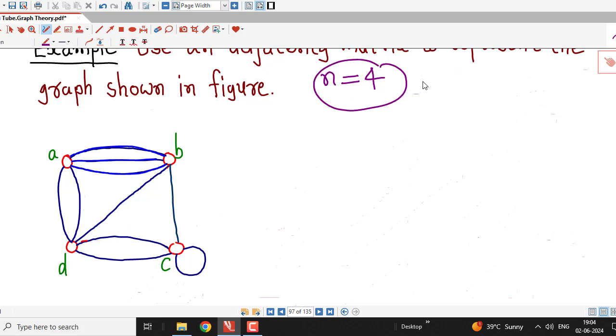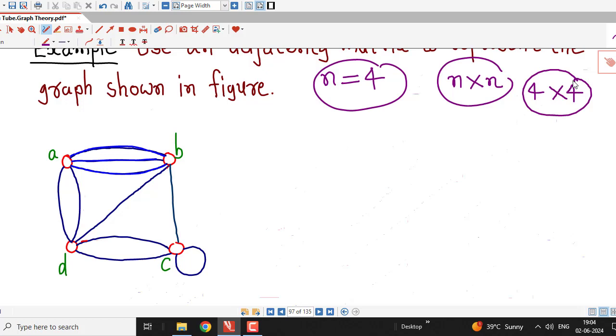So remember that if you have n vertices in a graph, then the adjacency matrix is a square matrix of order n by n. Here I have 4 vertices, therefore my adjacency matrix will be of order 4 by 4, that is 4 rows and 4 columns. Now, how do we write down the 4 rows and 4 columns of this square matrix?